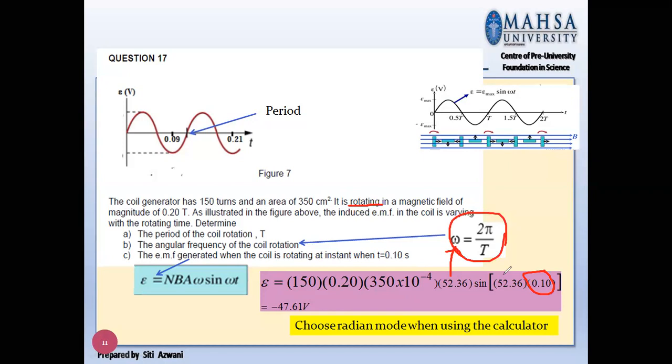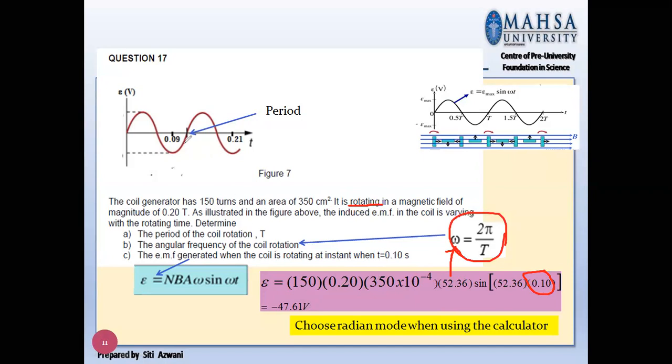Again, for this question, when you use this formula, this equation, you need to choose radian mode when using the calculator. Make sure you change your calculator mode to the radian and then solve one by one. So for the sine part here, and then times with the rest of the values here. Now you got the negative sign for the induced EMF, negative 47.61 volt. Why you got negative?